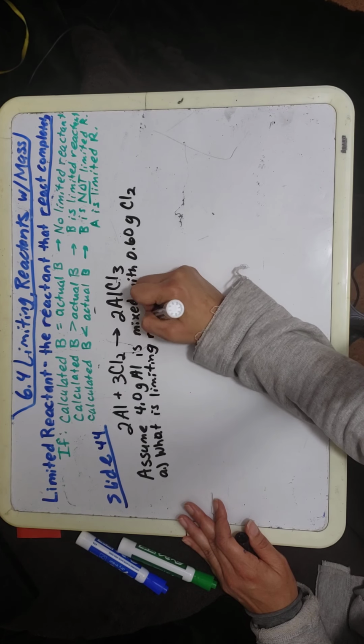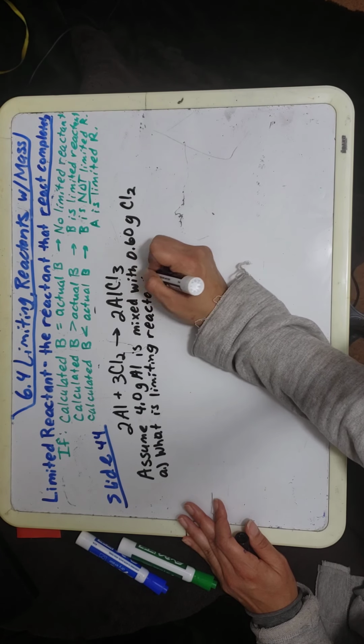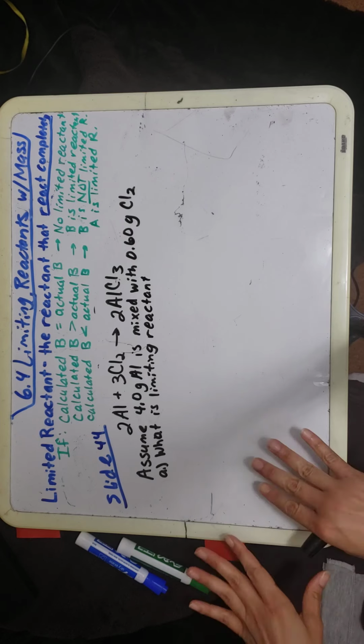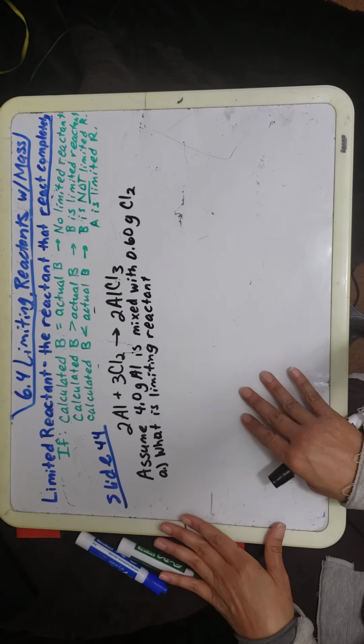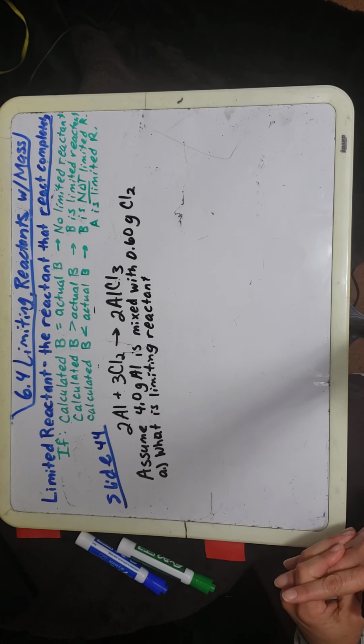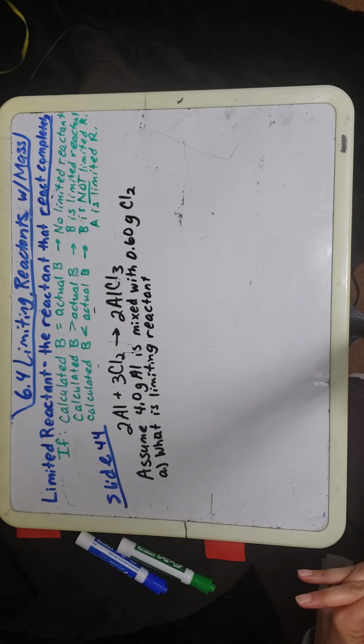Okay, so what you're going to do, you could do the same thing as before. You could pick one to start with, but it's going to be different because of the mole. With this one, you have to do both of them because you have to convert both of them to moles. Then you would pick one to figure out what the limited reagent is.